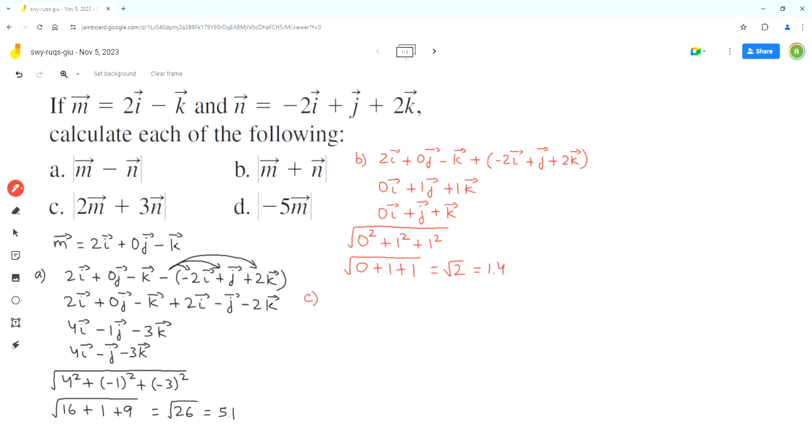So in part C, we first have to find the equivalent vector for 2 times vector m plus 3 times vector n. So we'll replace m and n by the given vectors. Now we can do the scalar multiplication. So we'll multiply the coefficients in the first vector by 2. And we'll multiply the coefficients in the second vector by 3.